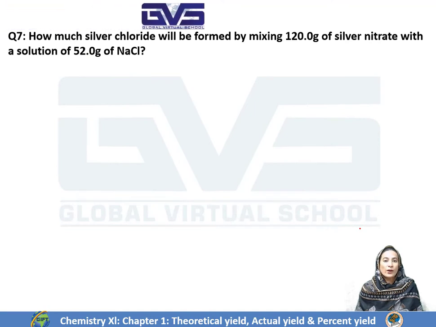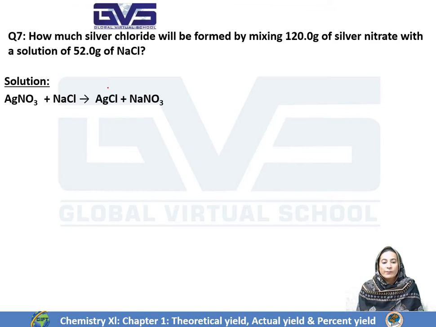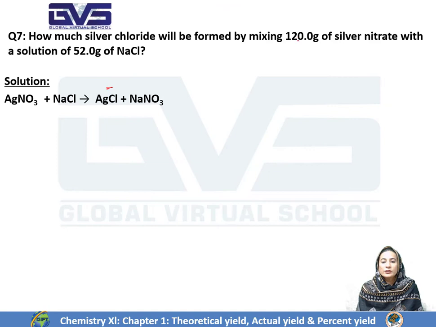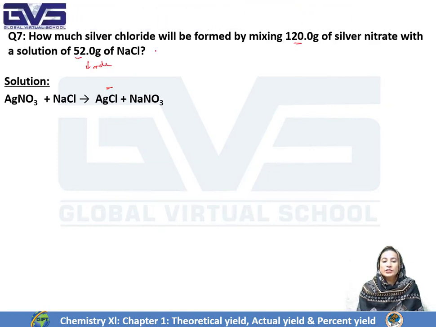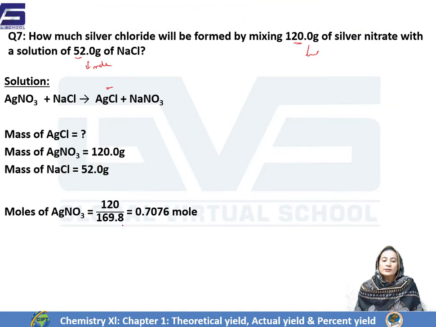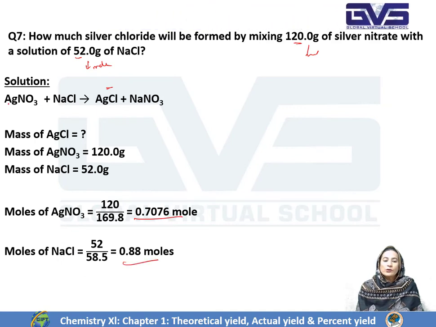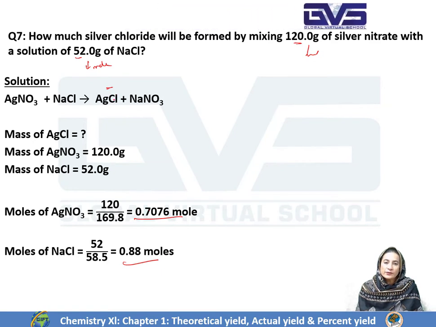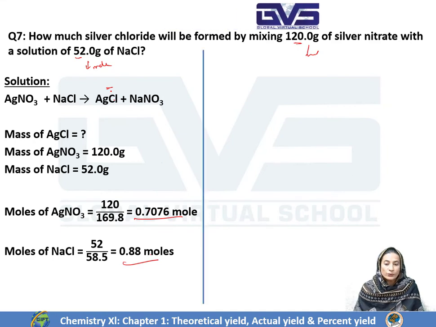How much silver chloride? So here silver chloride is the product, and it is formed with the help of silver nitrate and sodium chloride. Both have been given their mass. Convert them into moles immediately. And because these all have a 1:1 ratio, this will give the same silver chloride moles, and this will give the same, but you go for the calculation.